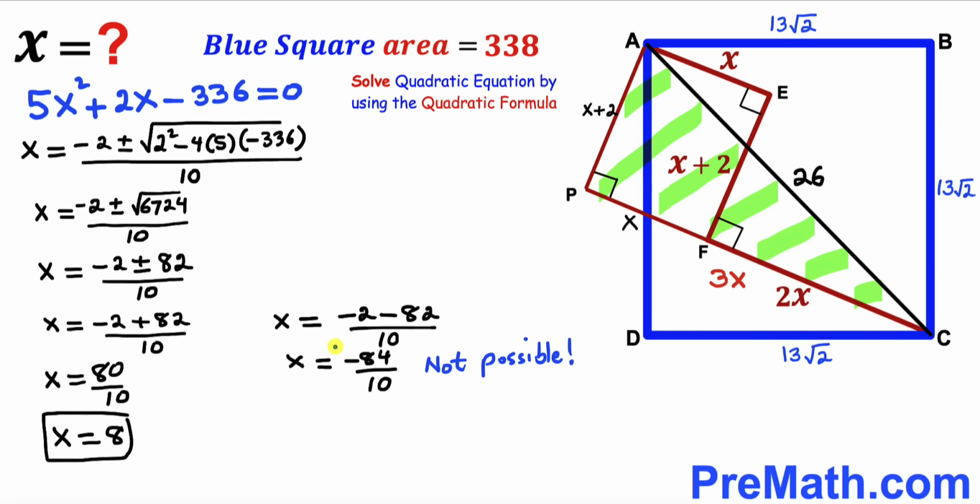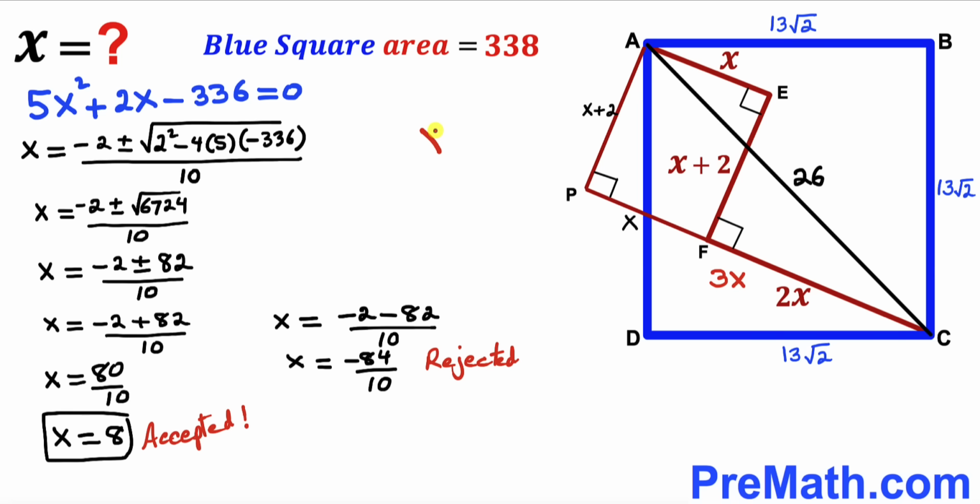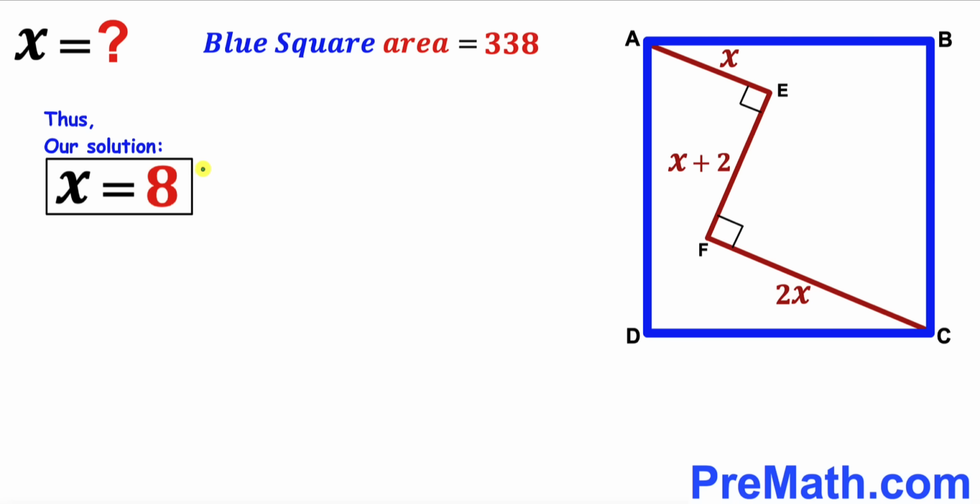And now let's make an observation. We got this x as a negative value. This is not feasible since x represents the segment length. So therefore we are going to reject this negative value of x and we are going to accept x equal to positive 8. So thus our x value simply turns out to be positive 8. So after all the calculations and manipulations, our x value turns out to be 8 units. And that's our final answer.